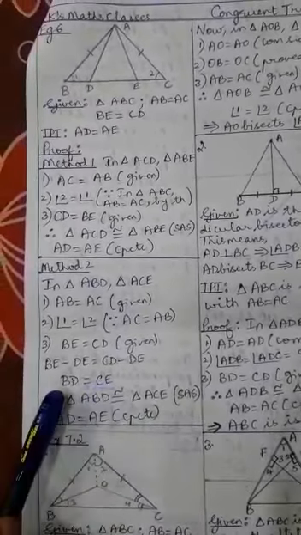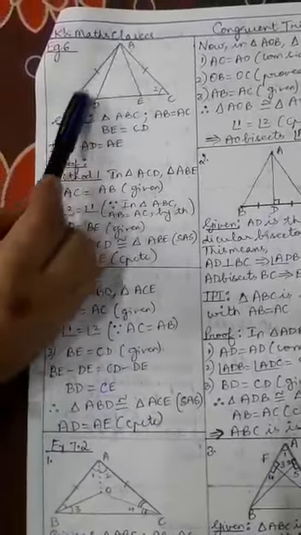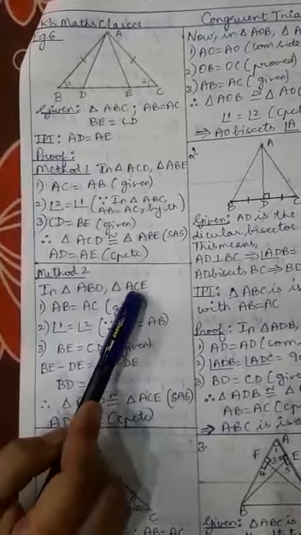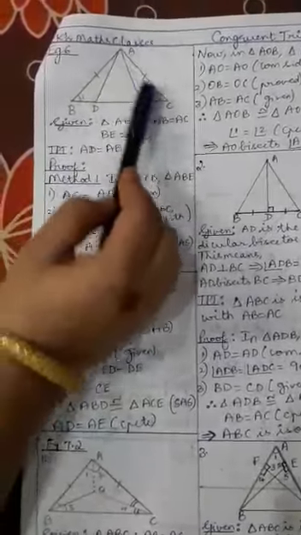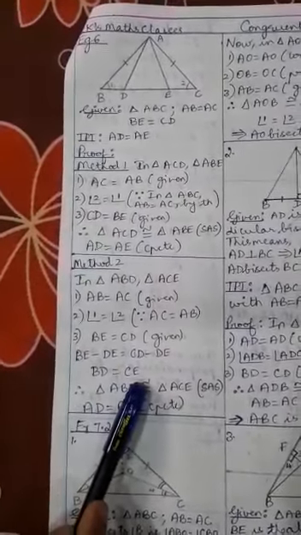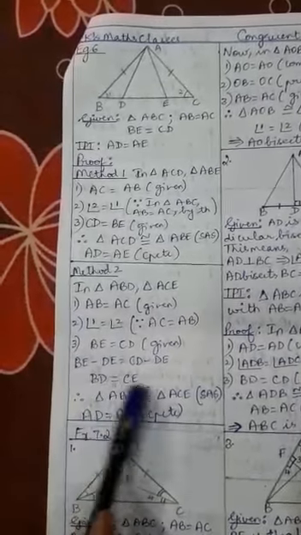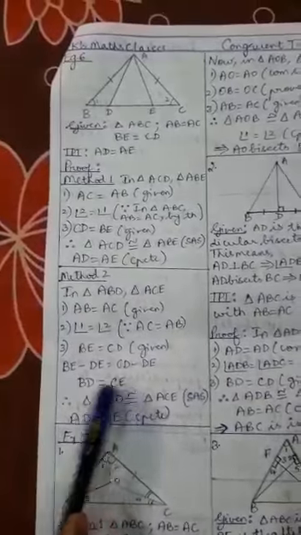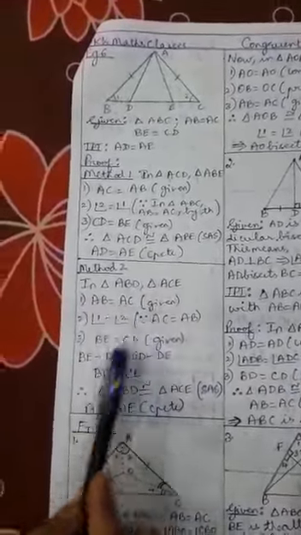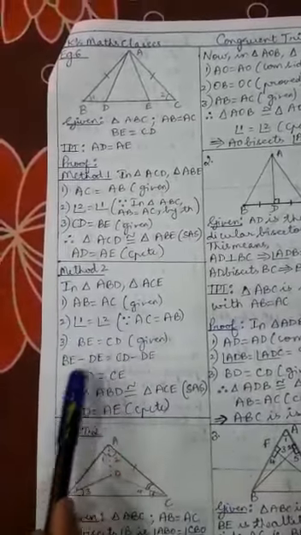So now BD is a side of the first triangle. See here? BD is a side of this first triangle. And CE is a side of the second triangle. Alright? So now we have BD equals CE. Now what have we listed? Two pairs of equal sides and one pair of equal angles. Correct? So that makes it SAS.